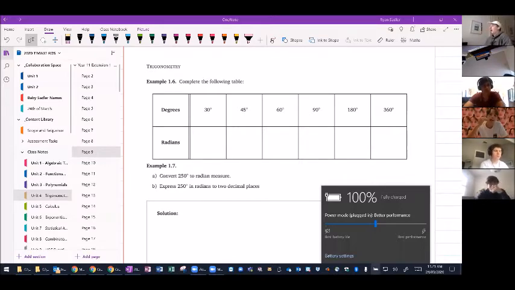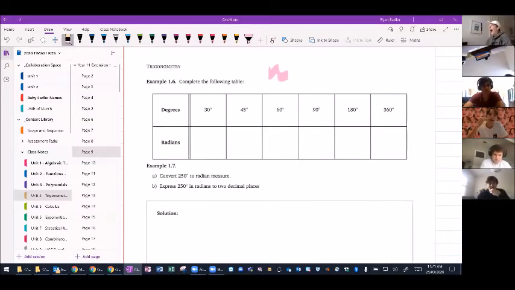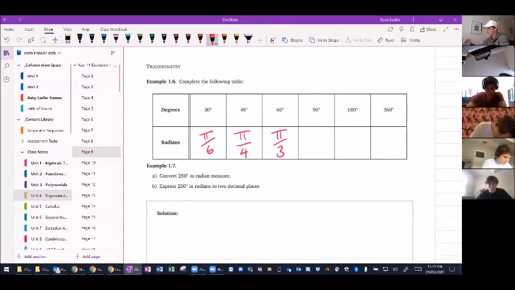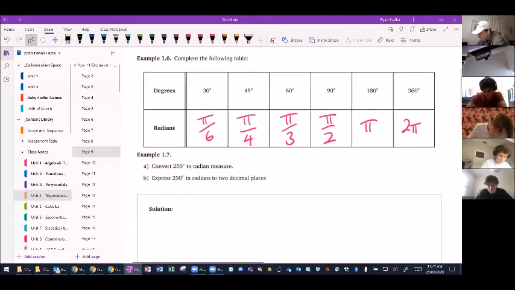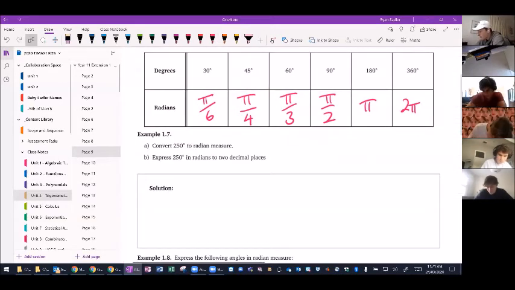We want the radian measure for those as well, and the radian measure is pretty straightforward. 30 degrees is pi over 6. 45 degrees is pi over 4. 60 degrees is pi over 3. Then we have pi over 2, pi, and 2 pi. So the fractions end up being quite nice for those, and you can use them there. Obviously, they're the really nice ones.